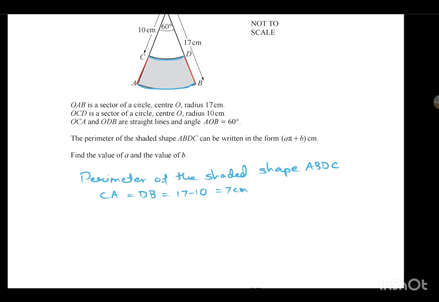Then find out the length of arc CD is equal to 2 into pi into the radius, 10, into 60 by 360, theta by 360. You get 60 times 6, so 2 times 1 and 2 times 3. So 10 pi by 3.